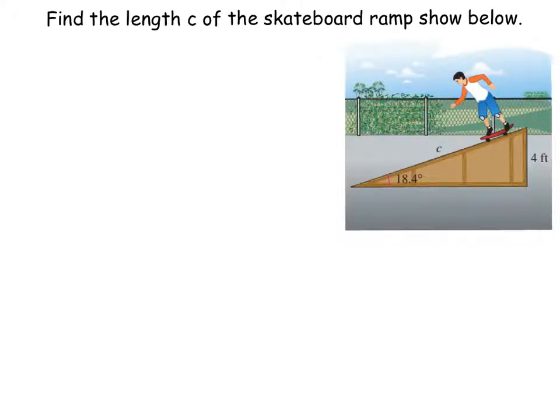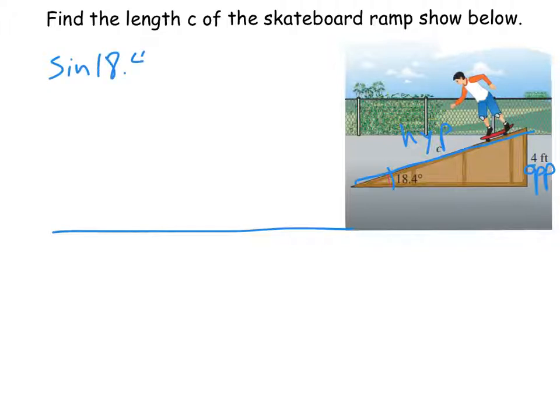All right, last problem of the lesson here. We've got this skateboard ramp, and we are after the length of this side. We're looking at it from that angle. Here's the opposite side. There's the hypotenuse, right? Now I want to talk about a couple different ways that you could do this. Because I know with opposite and hypotenuse, most of you would set it up like this and say sine of 18.4 degrees equals 4 over c.